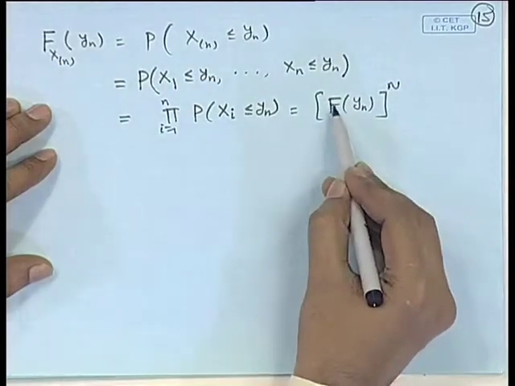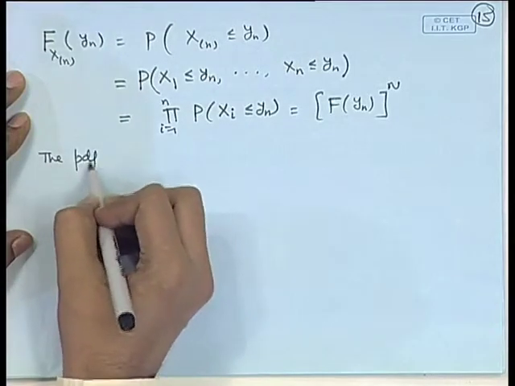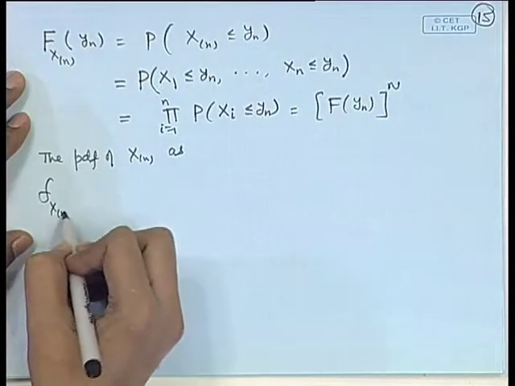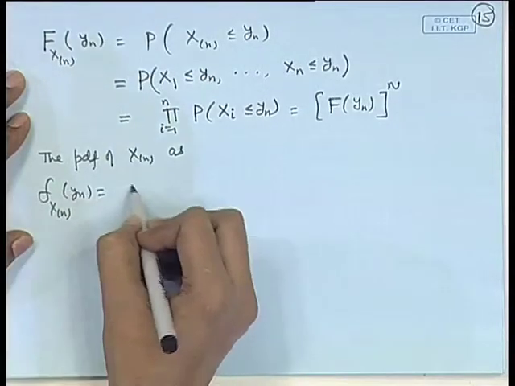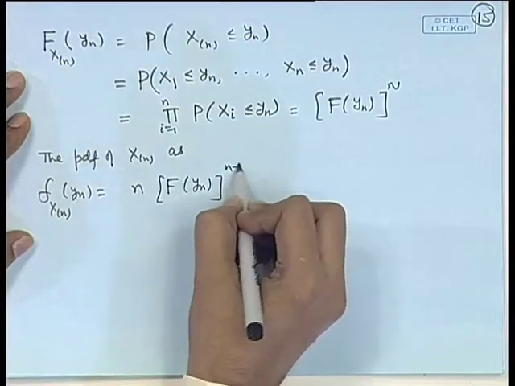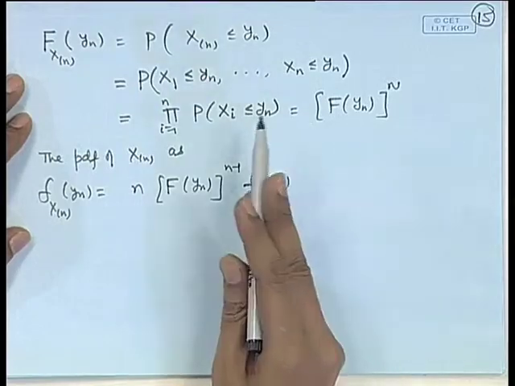If we are assuming the distributions to be continuous, then we can differentiate it and get the PDF of X(n) as n times F(yn) to the power n minus 1 times f of yn. So, using a direct CDF approach, the distribution of the largest can be determined.